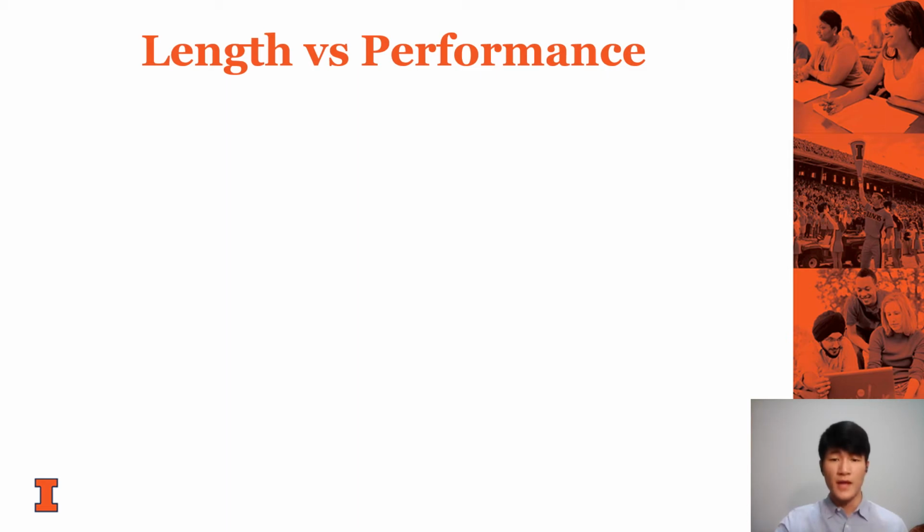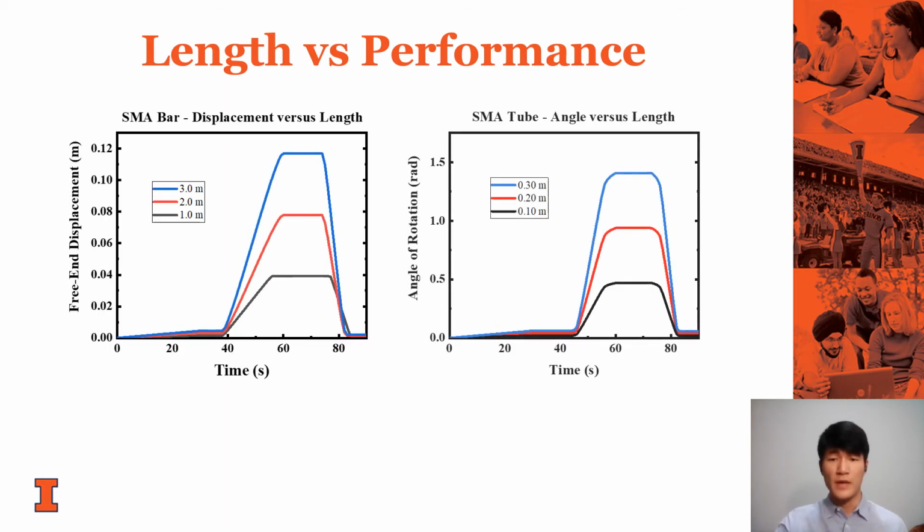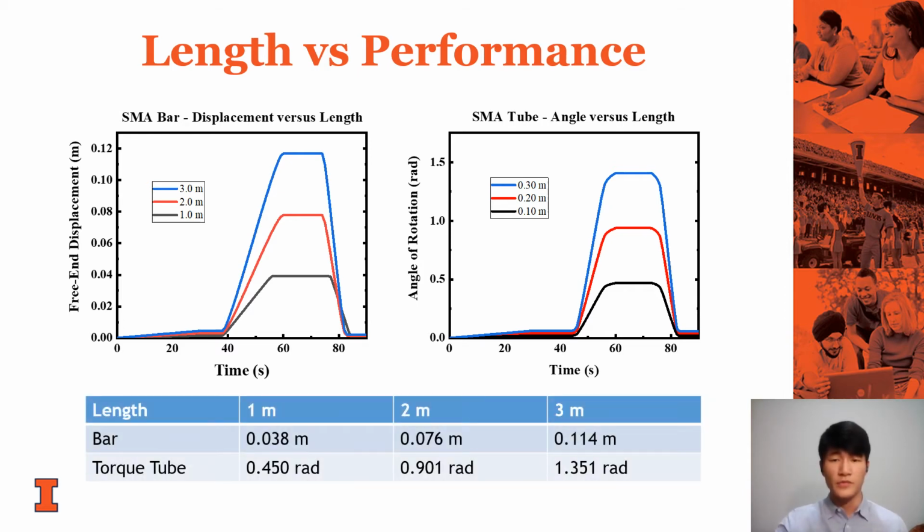In this case, SMA bar and torque tube actuators of different lengths were loaded to the same internal stress level of 100 megapascal and were thermally activated to test the correlation between the length and the performance. As shown on the graph and the table, the displacement increased with the increase in length and the amount of change seems fairly consistent. The table shows the actual displacement values of the SMA actuators at different lengths.